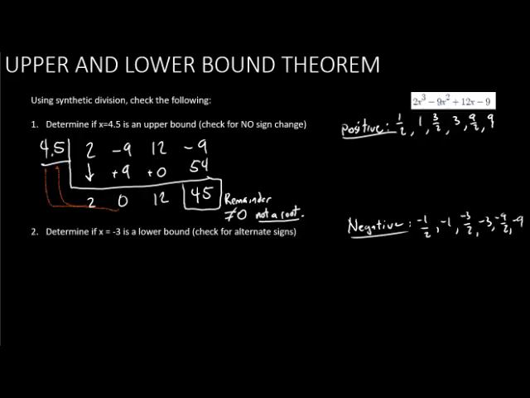However, to determine if it's an upper bound, we would like to see no sign changes in any of our 4 answers down at the bottom. You may note that all of these answers are positive except for the 0. However, when you're checking for an upper bound, 0 is safe. It is not considered a sign change. This means that 4.5 would be considered an upper bound here.